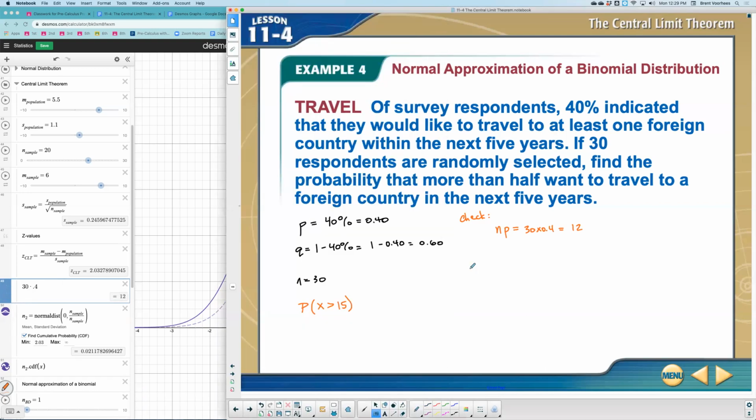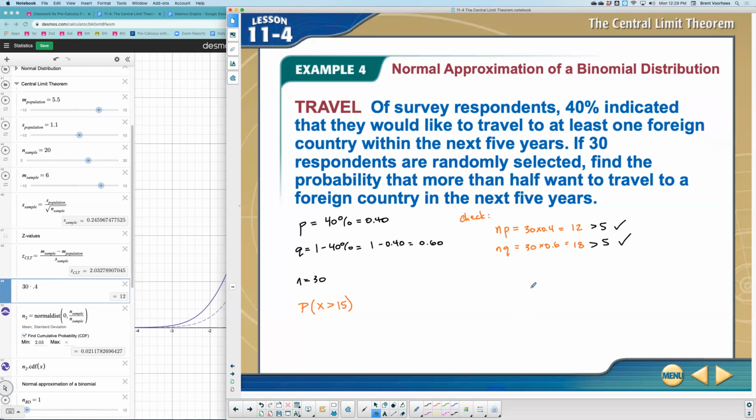Now, we're going to be in good shape when we do n times q, because q is larger than p as it was. So whenever I multiply this, this will definitely be greater than 5. So I should put that 12 is greater than 5, so that's good. And then here, times 0.6, this would be 18. And this also is greater than 5. So we're good in both cases. So we can use a normal approximation.